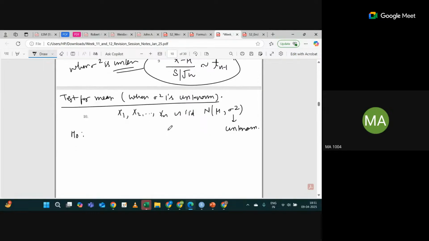So the same scenario: you are going to test for mean, but sigma square is unknown to you. What is your null hypothesis? Let's say the null hypothesis is mu equal to mu naught again, and the alternative is defined as mu greater than mu naught.